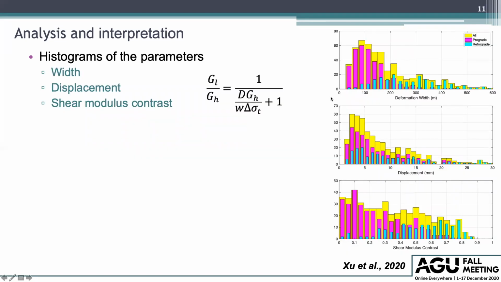After you do all these analyses, here are the histograms of these parameters. The yellow color denotes histograms for all fractures, and the pink is for prograding and the blue for retrograding. And from top to bottom are deformation width, displacement amplitude, and the shear modulus contrast. So for the displacement, prograding and retrograding do not show much of a difference, but the retrograding fractures seem to generate systematically wider deformation, and thus created shear modulus ratios that physically make more sense, largely from 0.4 to 0.8.